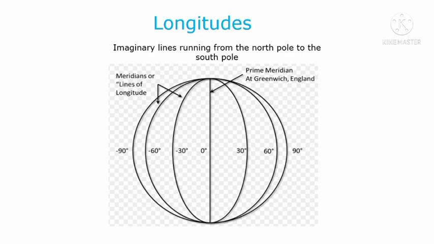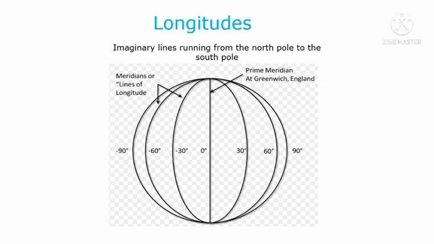And these are also with 1 degree interval. When we compare with one side, it is 180 and the other will be 180. Totally 360-degree longitudes are there. The very important longitude is 0-degree longitude, which is also called as prime meridian at Greenwich of England.